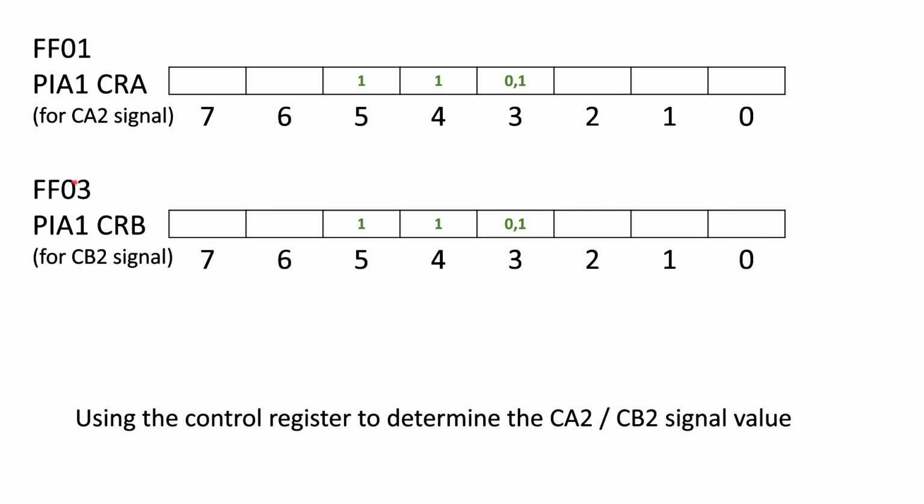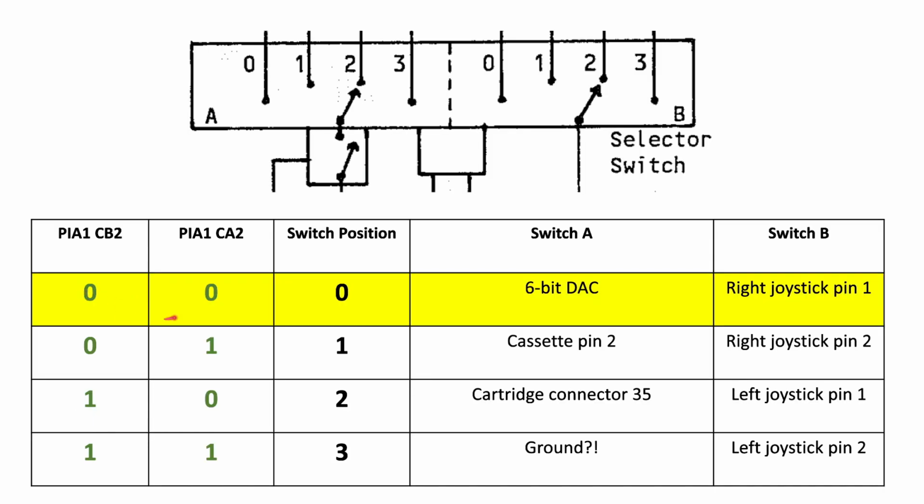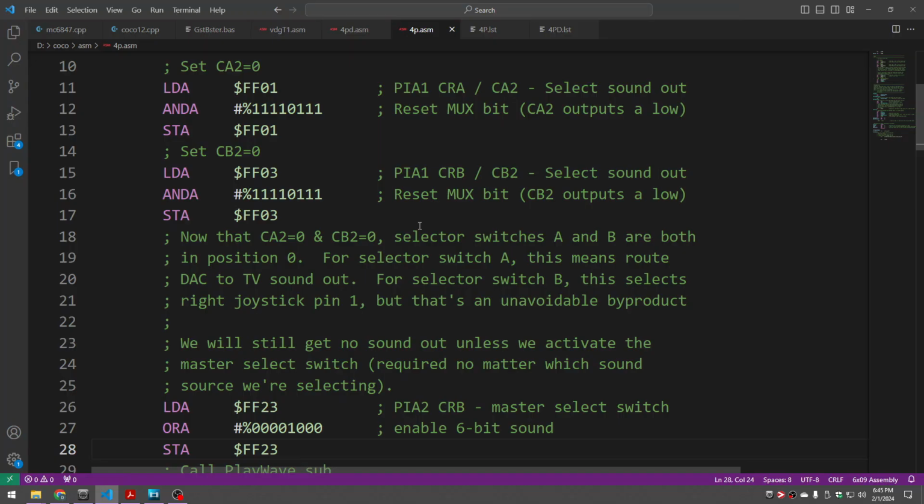And these are their addresses. So we just need to make sure that bits 5 and 4 are set to 1, and then we can set bit 3 to be whichever value we want to send. And we want to send 0 because two zeros make a switch position of 0, which gives us the DAC. And that is why we set bit 3 to be 0 on FF01 and FF03. Bits 4 and 5 are already 1. The boot up sequence ensures that for us. And so all we need to do is to set bit 3 to 0 on both of them.